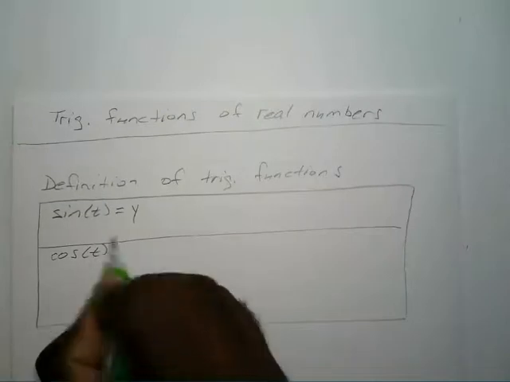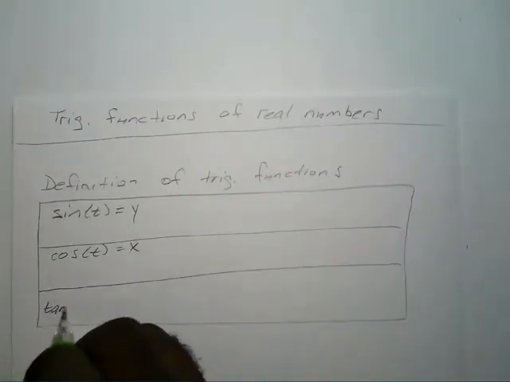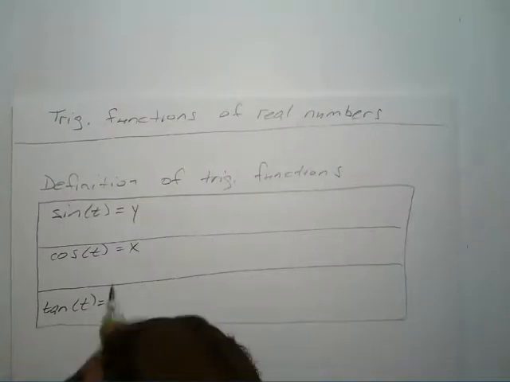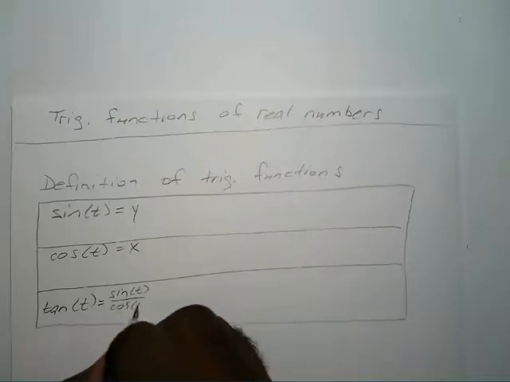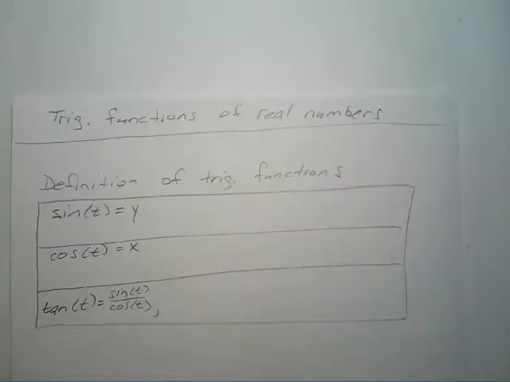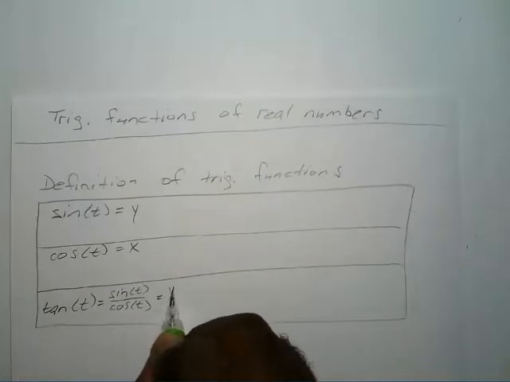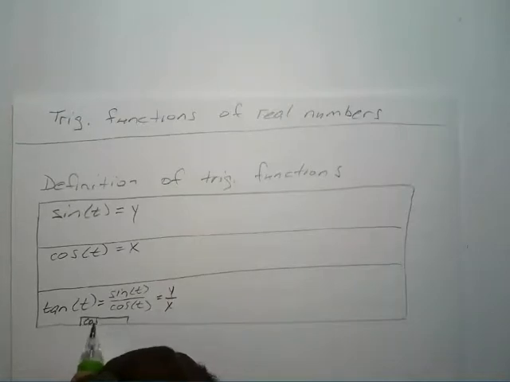Cosine of some angle t is going to equal our x. And tangent of t, remember tangent, that's just sine over cosine, given that cosine doesn't equal 0, or y over x, again, cosine of t does not equal 0.